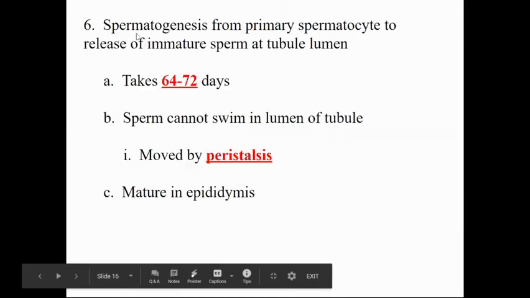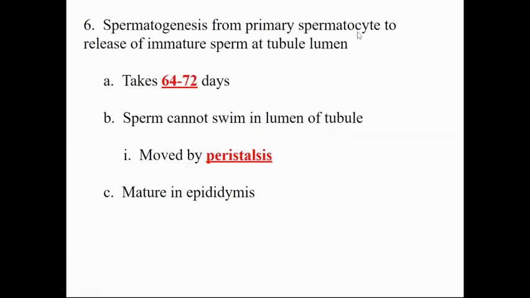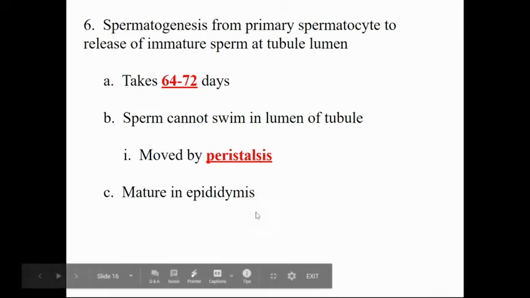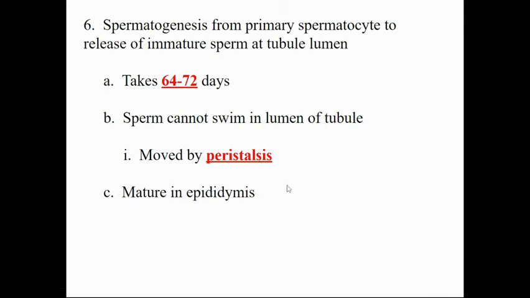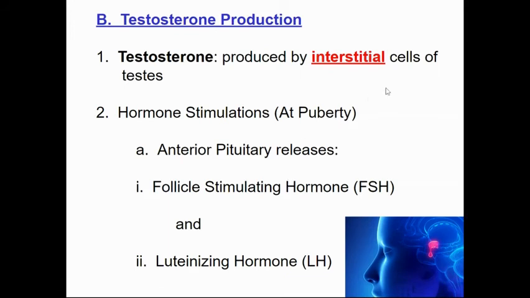So spermatogenesis forms primary spermatocytes and then releases them immaturely into the lumen. And this takes 64 to 72 days, but they can't swim. So they're moved by peristalsis, where they get stored in the epididymis, and that's where they mature. Then from there, it would receive the signal and be released through the body, through the vas deferens to the urethra.